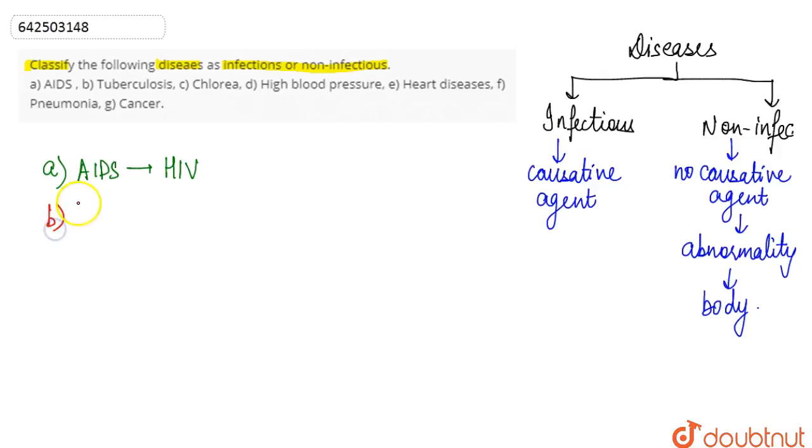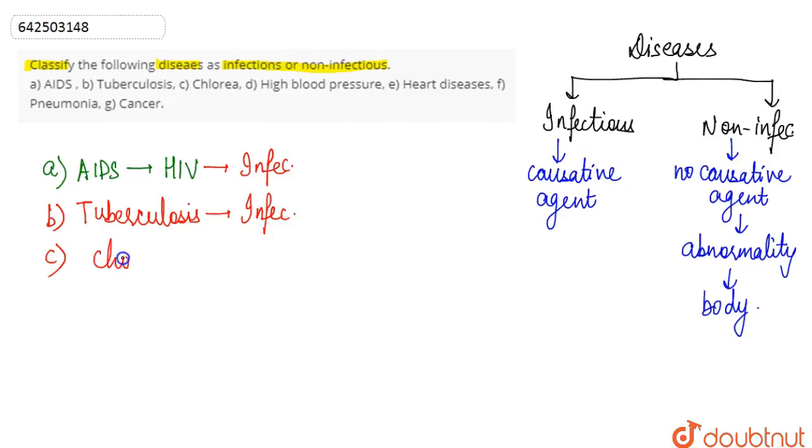Now, the second one is tuberculosis. Tuberculosis is also an infectious disease, because it involves a causative agent, an infectious agent that causes this disease. The name of the agent is Mycobacterium tuberculosis. That's the bacteria that causes the disease. This is the reason why tuberculosis is an infectious disease.